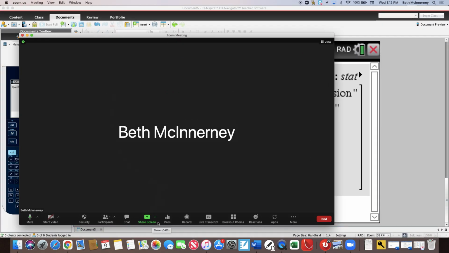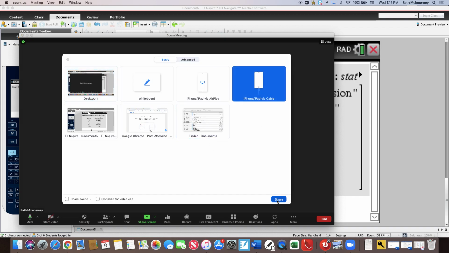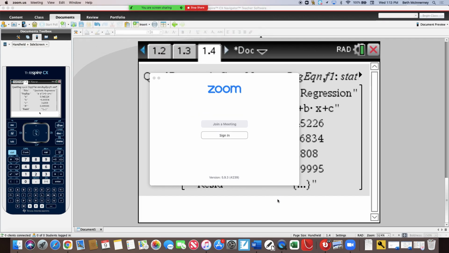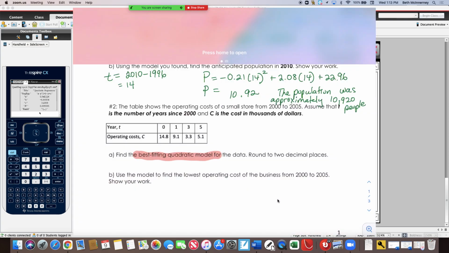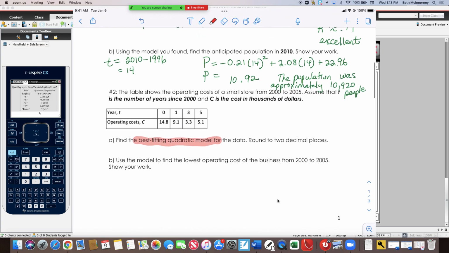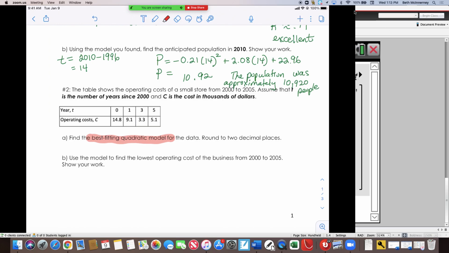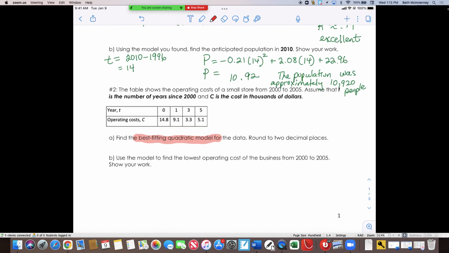Okay, so I'm going to go share that and pop it back in. Again, I have all of this on the instructions sheet, and I have a video that takes you through it. So I see most of you do have your graphing calculators, which is awesome.